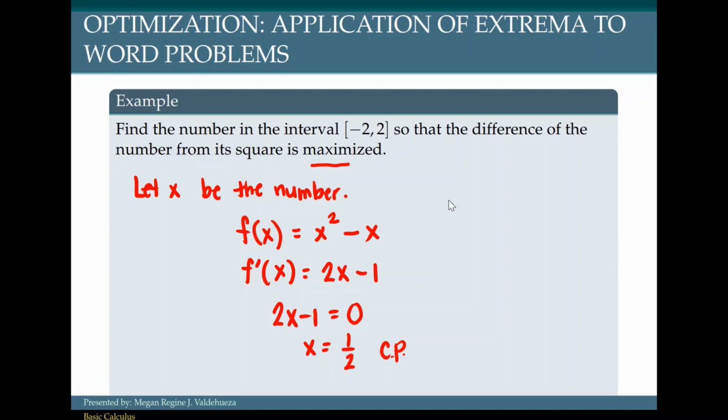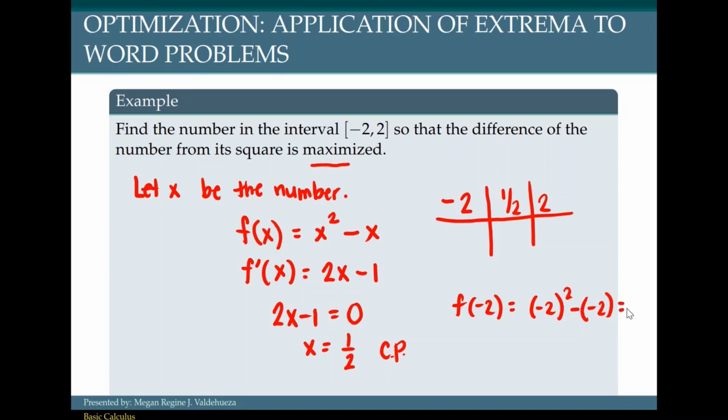So from this, using EVT, we have our table of function values. We have -2, 1/2, and +2. So we will complete this. When x is equal to -2, f of -2 is equal to, we will substitute it here. So -2 squared minus -2, that will give us 4 plus 2 equal to 6.